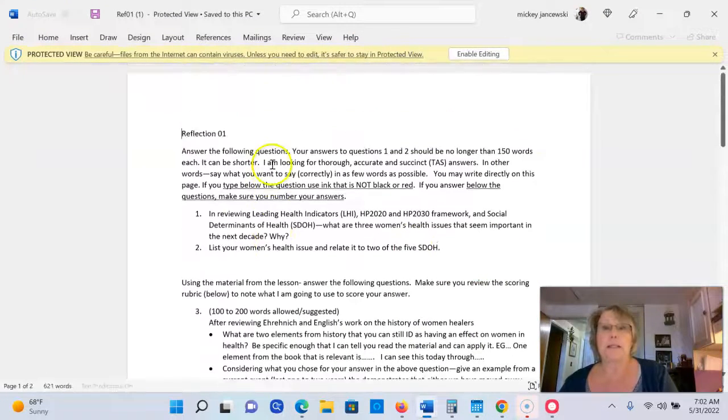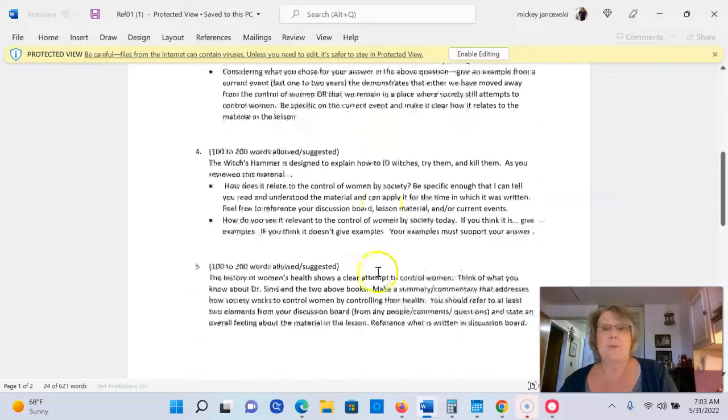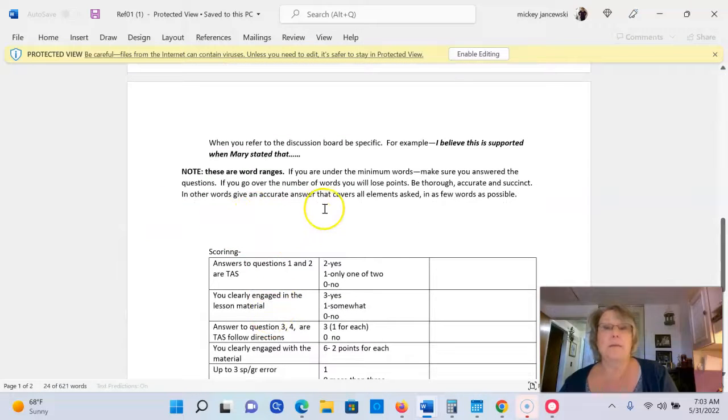It gives you questions. It says if you type below the question, use ink that's not black or red. And if you put all your answers at the bottom, then make sure you number your answers.